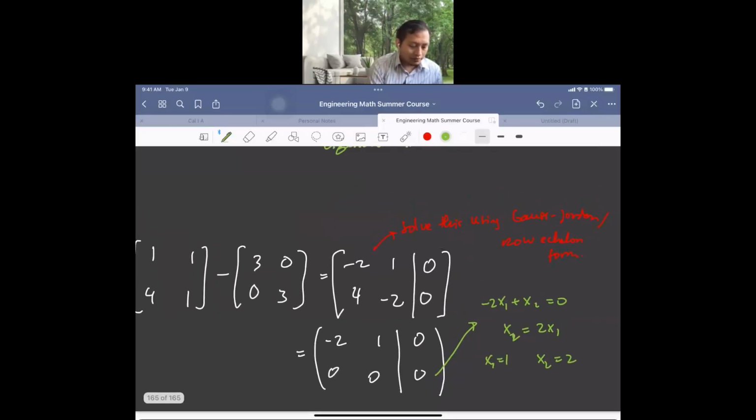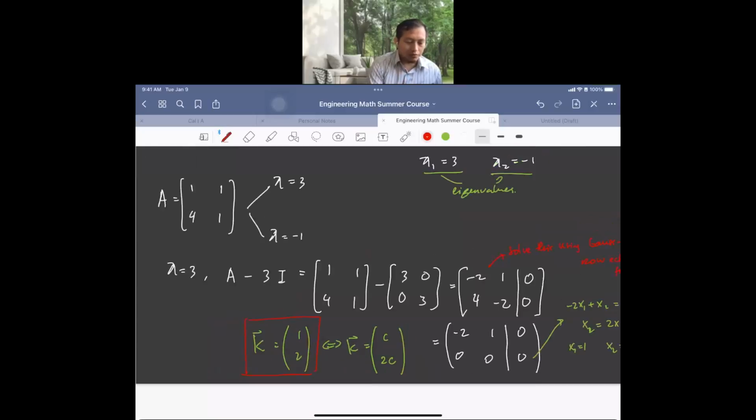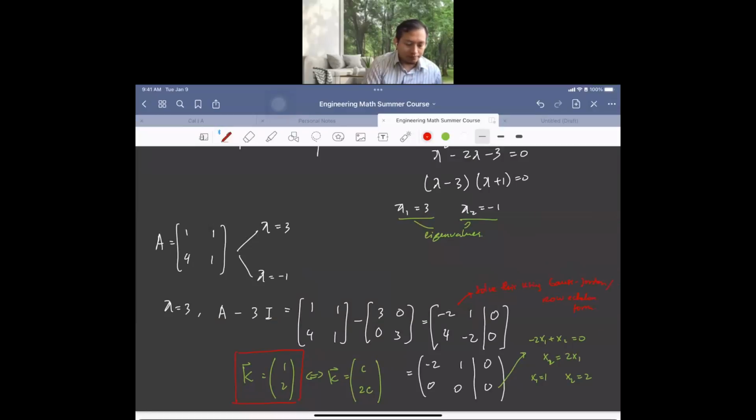So we can choose our eigenvectors. We can choose eigenvectors here to be 1 and 2. And any multiple of these vectors also works. So we could also say that eigenvectors, we can use C or K. It's also okay. But we can just write this. You can choose C as just 1 and then it will be 1, 2. That's our eigenvector for eigenvalue equal 3.